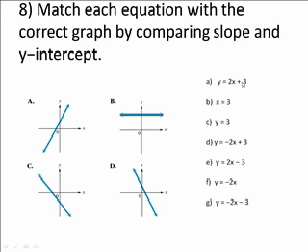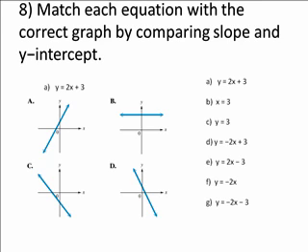So I have a +3 for A, a -3 for E, which means that A matches the graph A. Equation A and graph A match. So move that over.